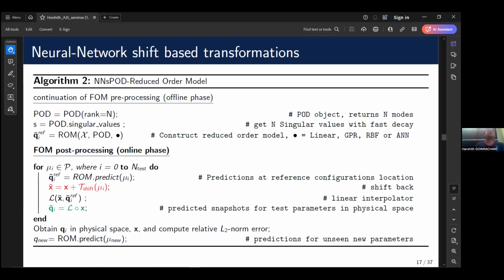But how will you perform the interpolation in the physical space? This is a linear interpolator. I'm using a linear interpolator. I had better pictures, but I didn't want to put too many.